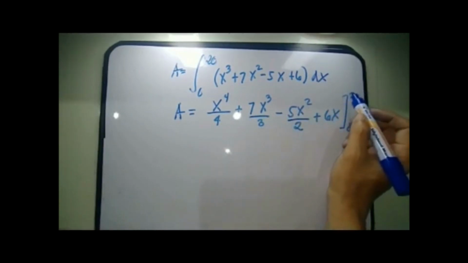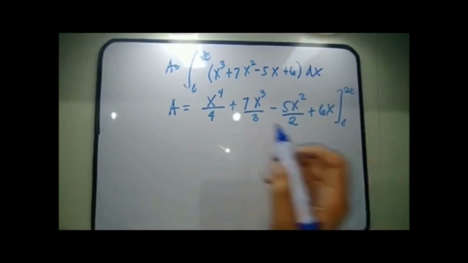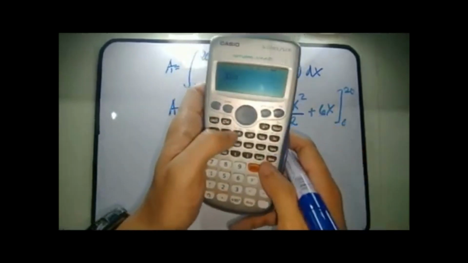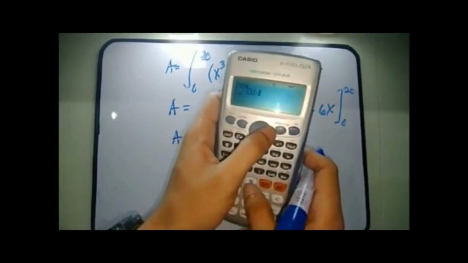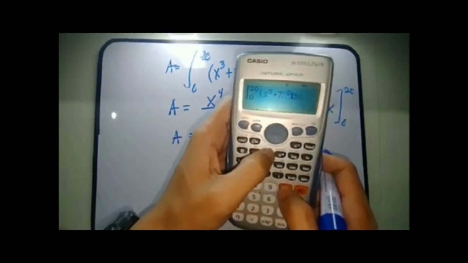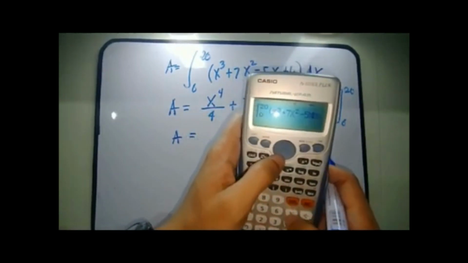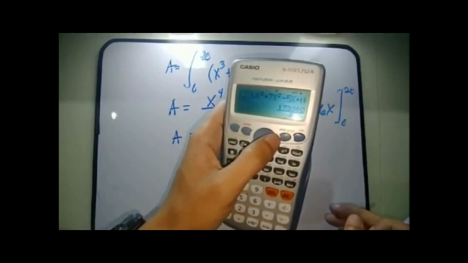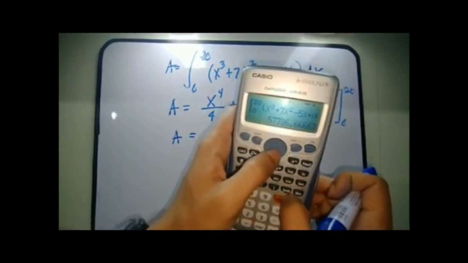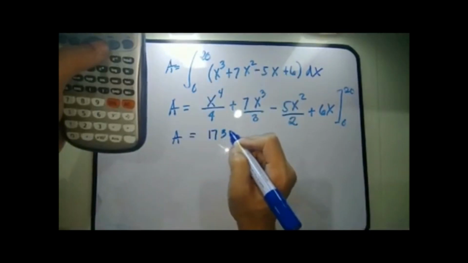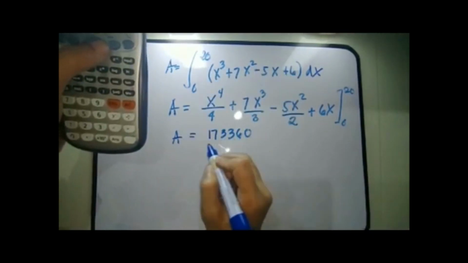So, gamitan natin guys ng calculator. So, in your calculator, you can actually input directly the integral. So, input lang natin yung integral. Yung equals you have here, that is 173,360 all over 3. So, that is our area. So, check na yung area.